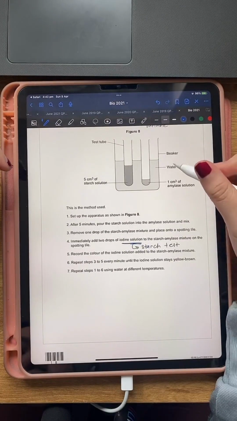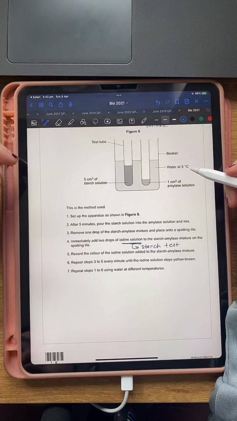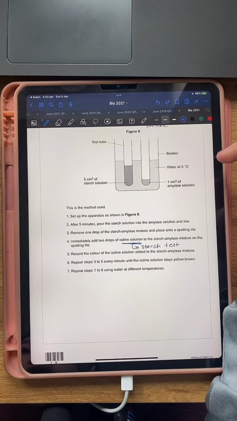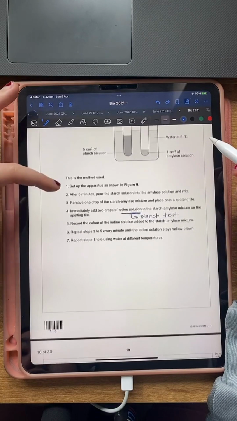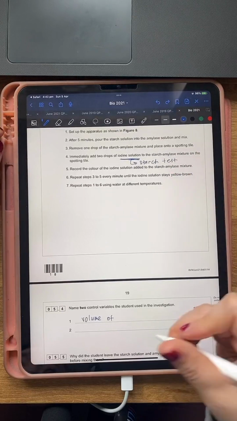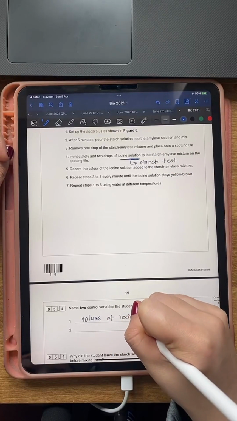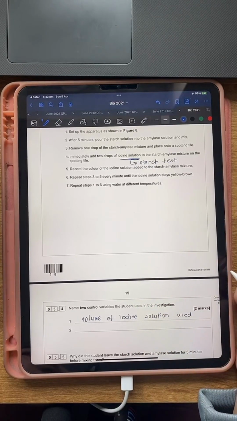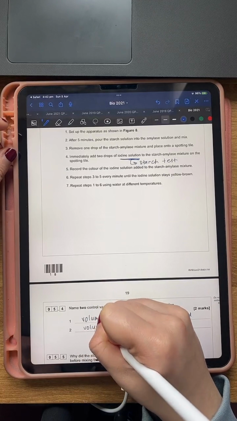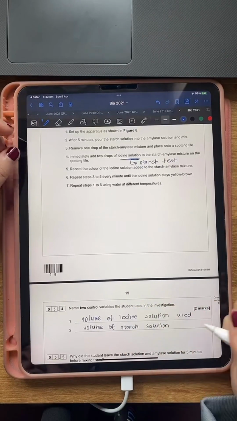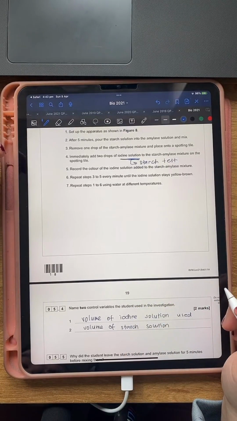You can say volume of the iodine solution. Volume of iodine solution used. Because if you use more or less, it will change the concentration. And then you can say volume of starch used as well. Volume of amylase, volume of starch, those are all fine. Not temperature, sorry, the time before mixing the solutions, you can say that. Amount added to the spotting tile, so those things you can say.